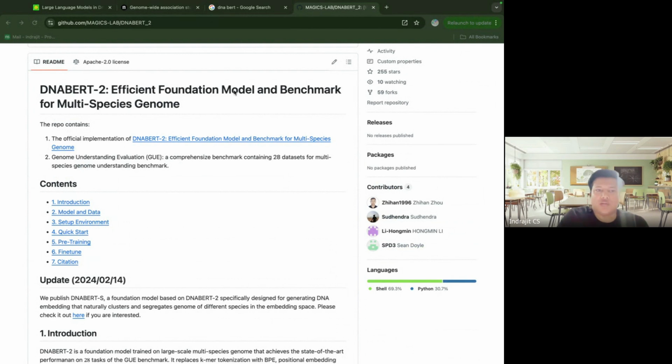One, it uses BPE, byte-pair encoding, because earlier versions had an issue with tokenization ability. They were not using the BPE technique. The other is an evaluation benchmark. These people found that there was no good evaluation criteria or benchmark available, so they came up with the Genome Understanding Evaluation, GUE, a benchmark containing 28 datasets for multi-species genome understanding. So DNA-BERT 2 is a foundational model for multi-species genome identification.